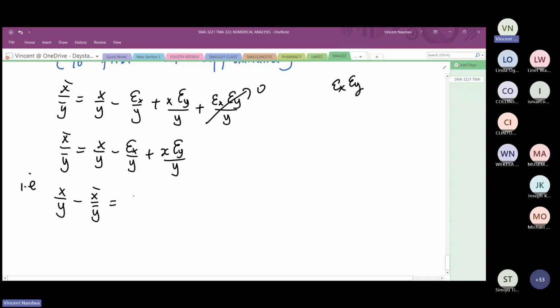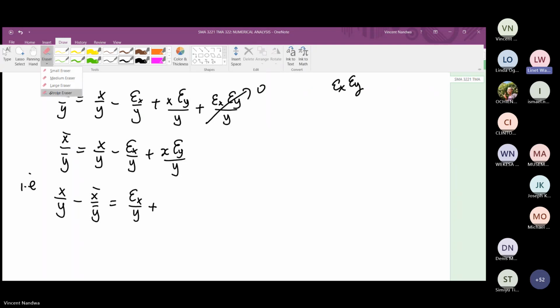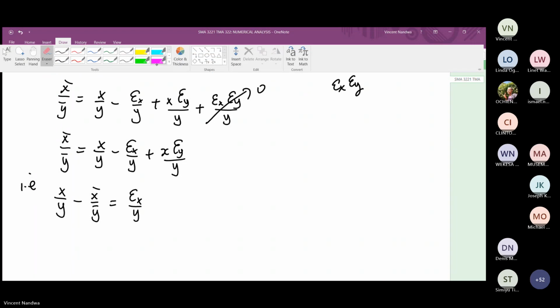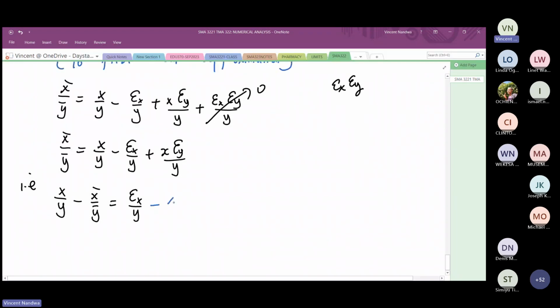So I'll have x error in x over y plus a minus now. I'll have a minus sign, okay? Yeah, so I'll have minus x error in y over y.